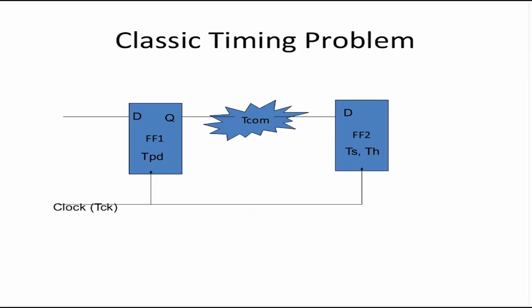I call this a classic timing problem between a register FF1 and a register FF2. The delay of the combinational logic is TCOM here. TPD is the propagation delay of flip flop 1. TS and TH are setup and hold times for flip flop 2. So now let's see the timing equations. We'll review the timing equations. We'll see how the setup and hold time actually affect the checking and what happens if they vary.